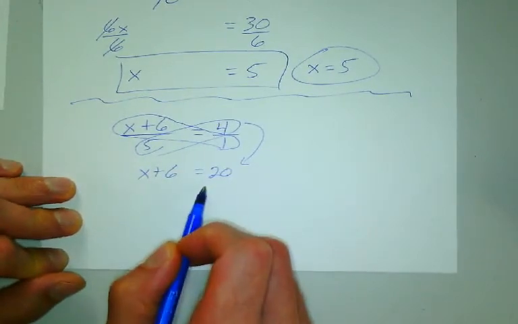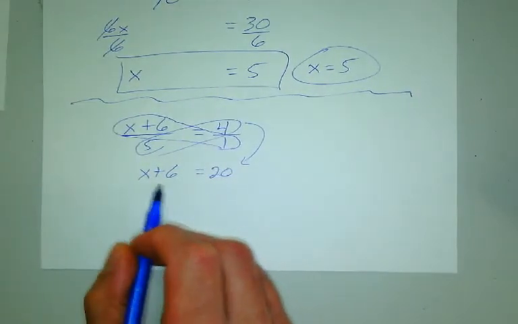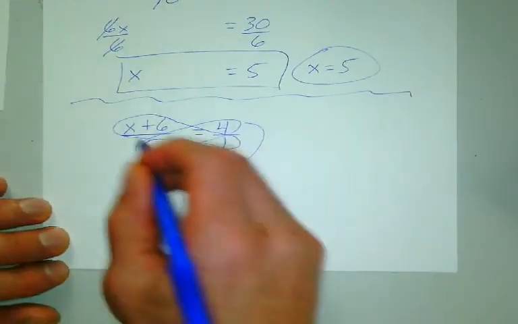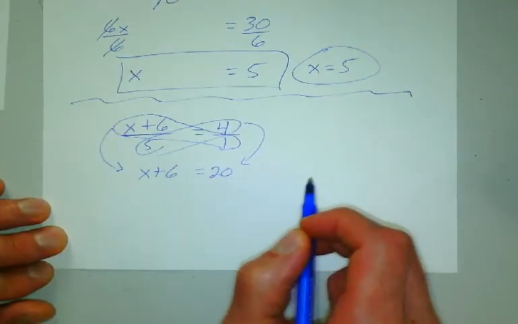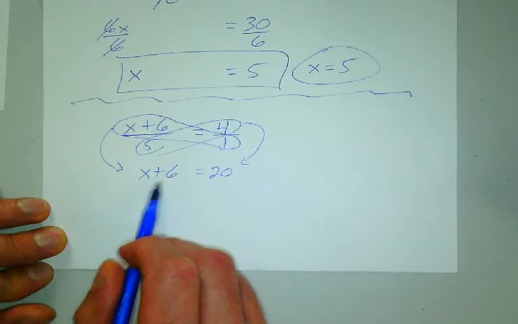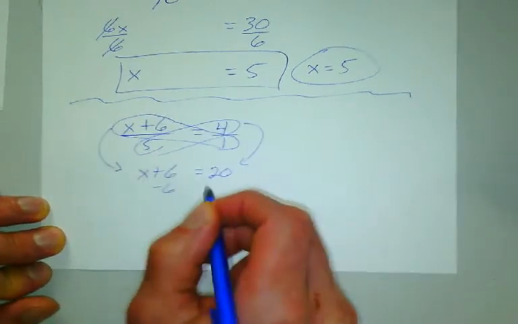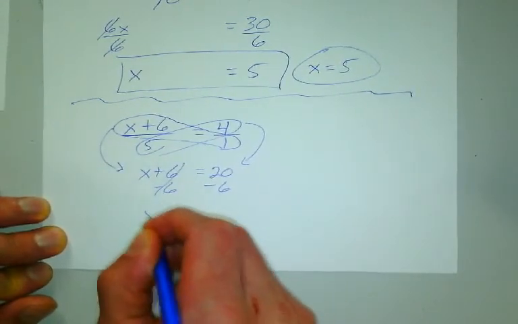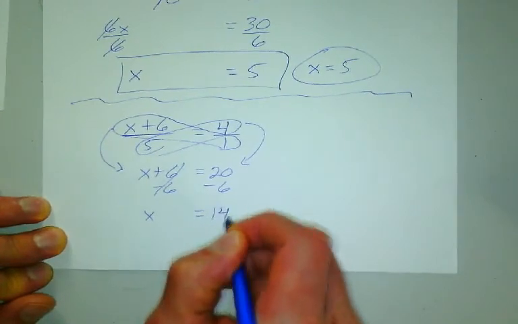And now we have a new equation, all right, that we can solve easily. If you wanted to, you could do our "don't call me after midnight" steps, but this is just a one-stepper. How do you undo adding 6? You subtract 6 from both sides, and we get x = 14.